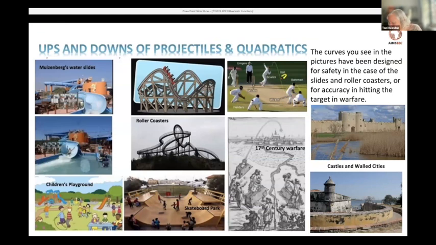Now, this one is again called Ups and Downs of Projectiles and Quadratics. Now, the curves you see in this picture have been designed for safety in the case of the roller coasters and the slides, the water slide, and even the skateboard park, so that as the car on the roller coaster comes down, it's not going to go too fast and shoot off, and it's not going to be an accident with it. Those curves are not all parabolas, but they're very carefully designed.